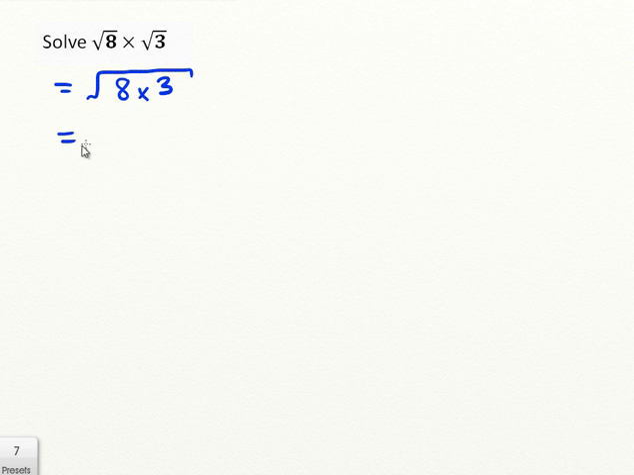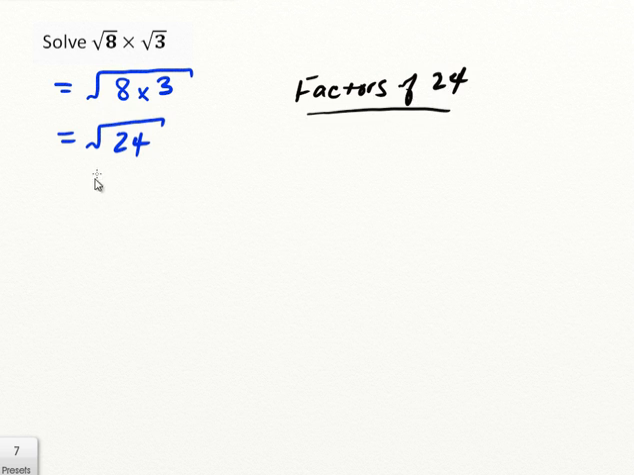Well, 8 times 3 we know is 24. And so we might want to stop right there. We might want to say, well, root 8 times root 3 is root 24. But we're not going to stop there, because you're going to take a look at that entire radical, root 24, and suggest that we might be able to express root 24 in a simpler form.